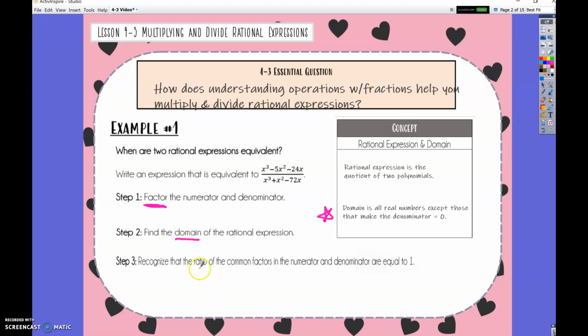And then finally, remember that a ratio of common factors equals 1. That'd be something like 5 over 5. We have something in the numerator and the denominator, they both have that factor, and it would reduce down to 1. Remember also, a rational expression is something like this. Okay, that's a quotient or a division of two polynomials.